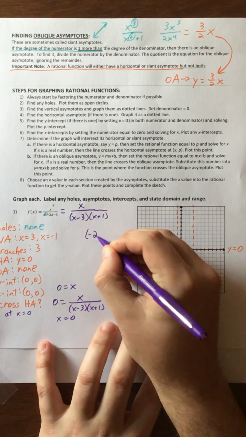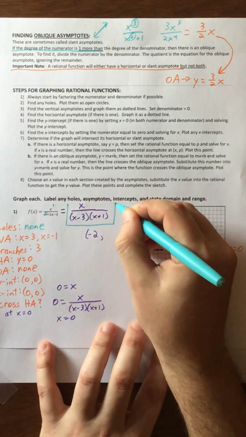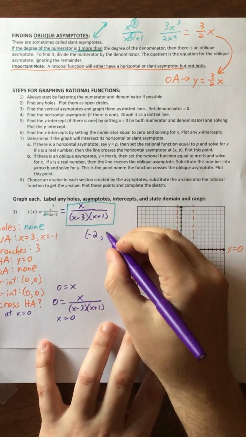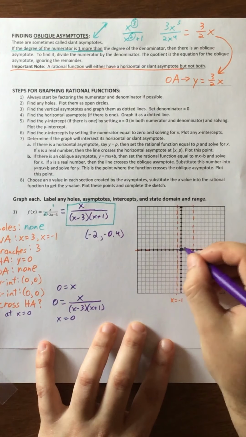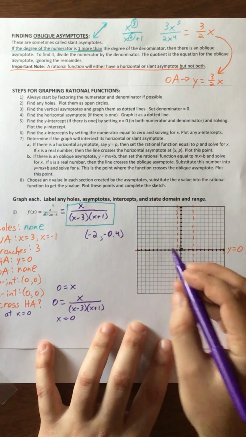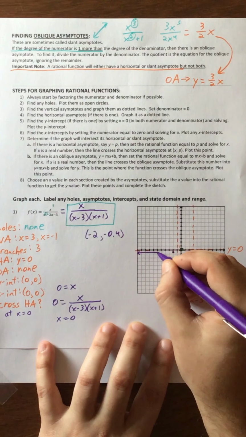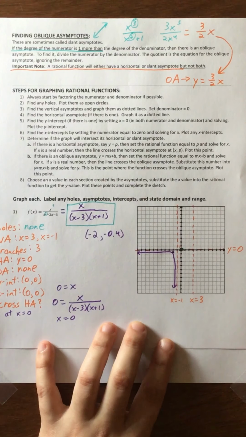So I'm going to plug in -2, and again, I'm plugging into this factored function, not your original. Plug in -2, I'm going to get -0.4. Okay, plot that point, 1, 2. Now I know that I don't cross this horizontal or this vertical, so my function's going to have to look something like this. I don't even need another point in that section. That's enough.